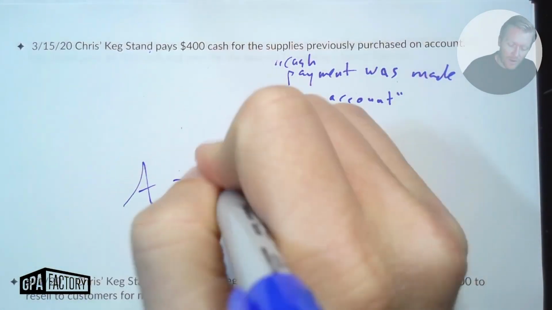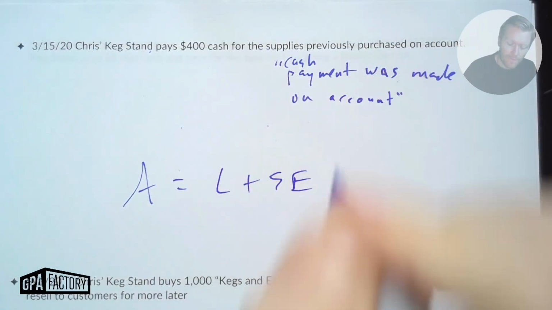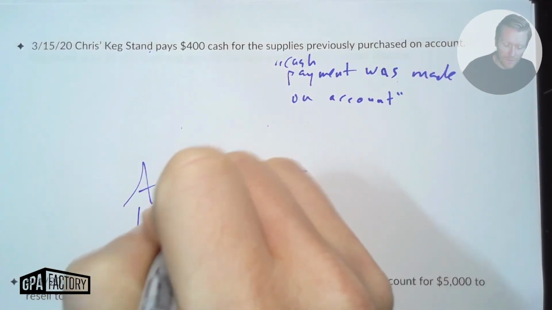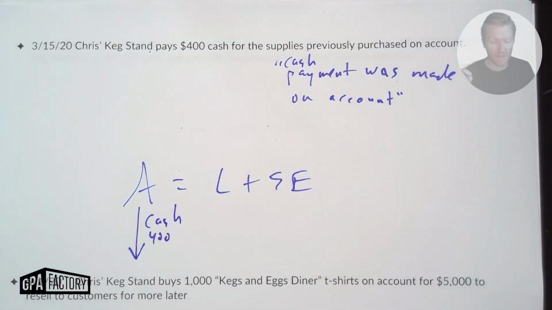So let's write out our accounting equation. It says we pay $400 cash. I'm always going to look at cash first if I can, but cash goes down by 400 for the supplies that were previously purchased on account. So we've already got the supplies. Those are already on our books. So it's not like we're decreasing or increasing supplies. These were previously purchased on account, which means that they were to be paid.